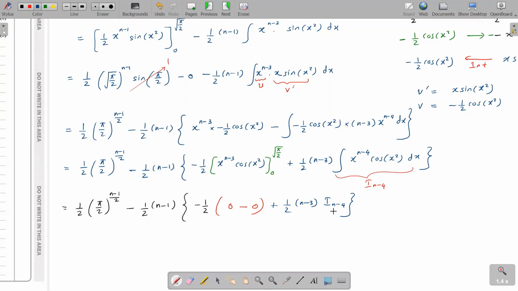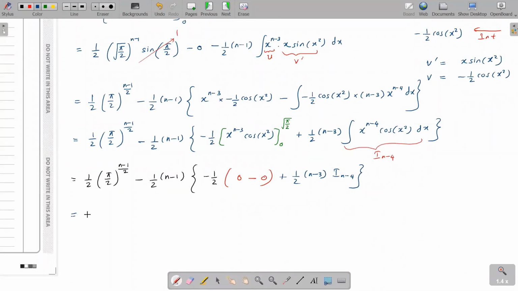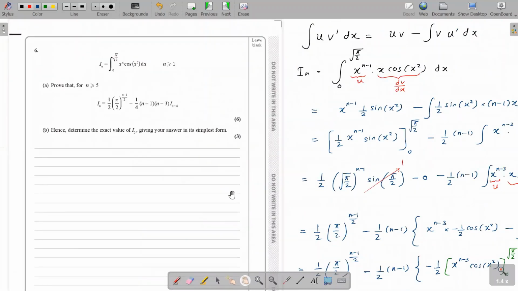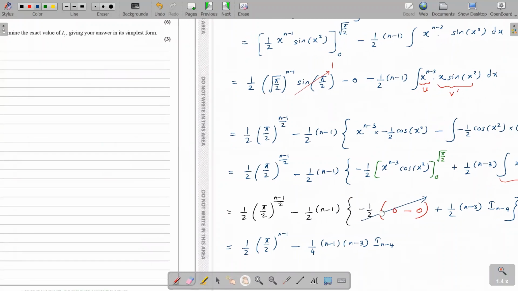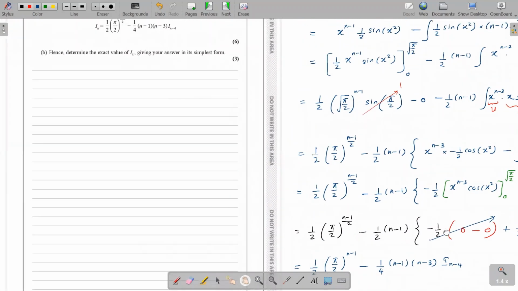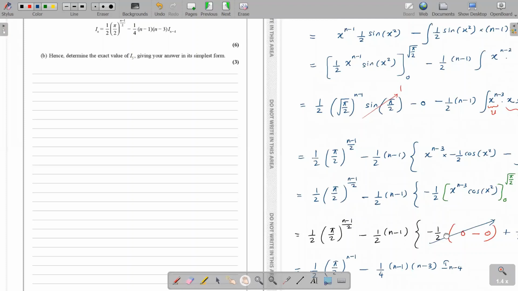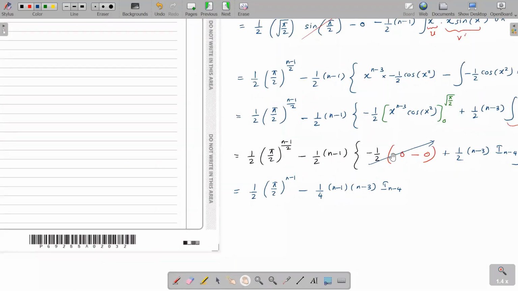Going in this approach is a lot easier and time saving. So half times root pi over 2 to the power n minus 1. Now this part is completely gone. Minus half into plus is minus 1 over 4 times n minus 1, n minus 3, I n minus 4. Is this what we had to show? Yes: 1 over 4 times n minus 1, n minus 3, I n minus 4. So as you can see, this is our 6 mark show that.